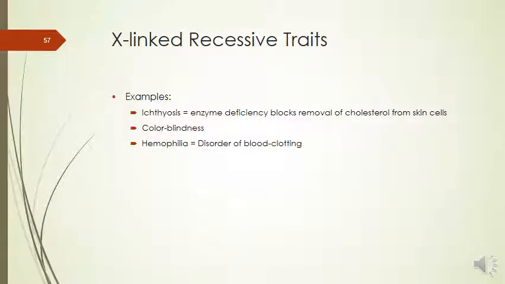These are some examples of X-linked recessive traits. Ichthyosis, where an enzyme deficiency blocks removal of cholesterol from skin cells. There will be a picture of that in just a moment. Color blindness, and hemophilia, which is a disorder of blood clotting.